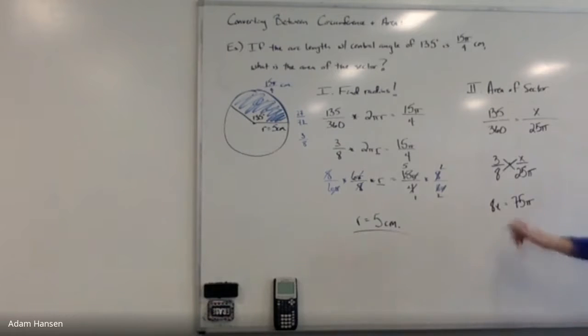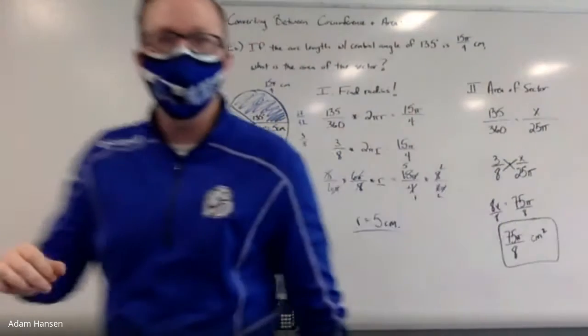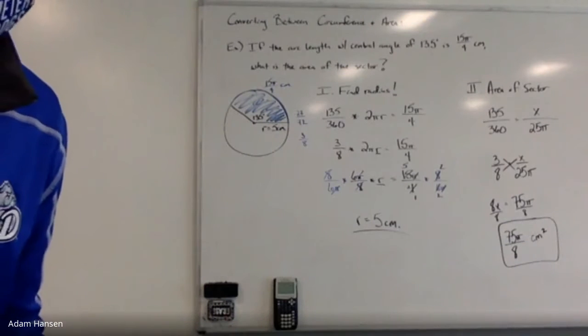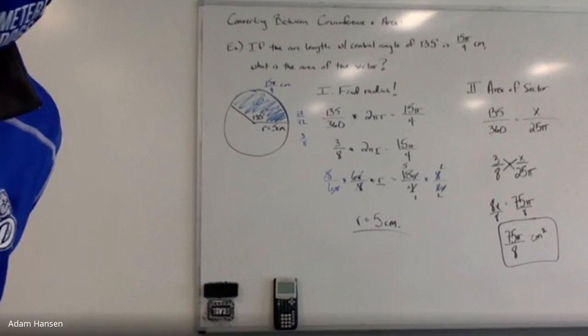Divide by 8. 75 pi over 8 should be our final answer. What would the label be? What units? Centimeters. So, yes, sir. There's a good example of converting the arc length into the area.